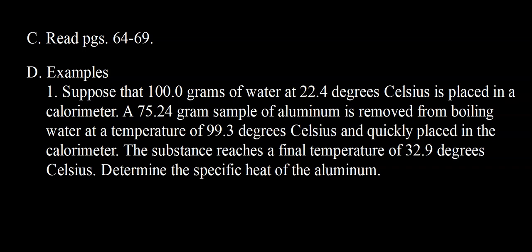It says, suppose that 100 grams of water at 22.4 degrees Celsius is placed in a calorimeter. A 75.24 gram sample of aluminum is removed from boiling water at a temperature of 99.3 degrees Celsius and quickly placed in the calorimeter, just like the specific heat lab we did earlier in the year. The substance, and really should say substances, reaches a final temperature of 32.9 degrees Celsius. So this is the temperature of both the water and the aluminum. Remember, we reach thermal equilibrium where both substances have the same final temperature. Determine the specific heat of the aluminum.